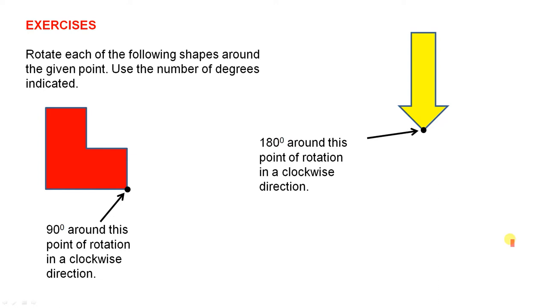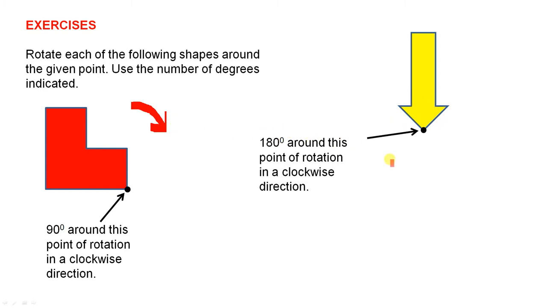Exercises. Rotate each of the following shapes around the given point. Use the number of degrees indicated. So here is this shape here, which is coloured red. We're going to rotate it 90 degrees around this point of rotation in a clockwise direction. So there's the point of rotation, so we have to rotate it in that direction there, 90 degrees. Now I'll give the answers on the next slide.